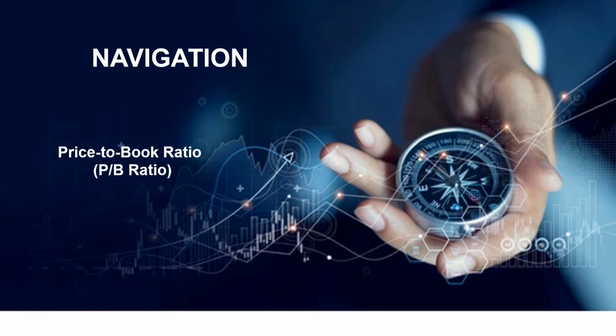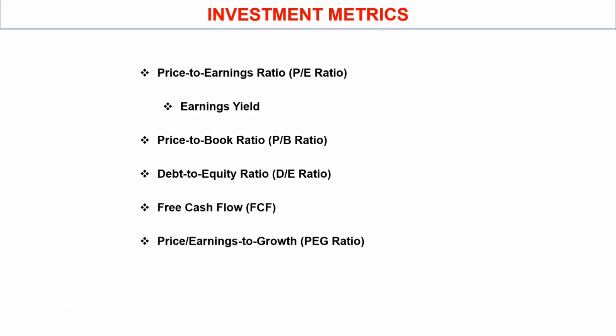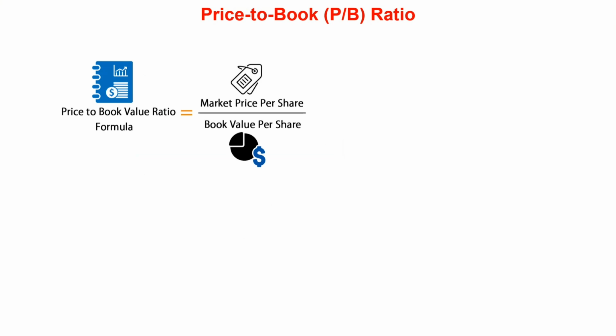Today we are going to learn about price to book ratio. We have already seen the price to earnings ratio and earnings yield. Today we are going to learn price to book ratio. Coming to the formula, price to book ratio is nothing but market price of the share divided by the book value per share. The book value is nothing but the asset value of the company on the documents.